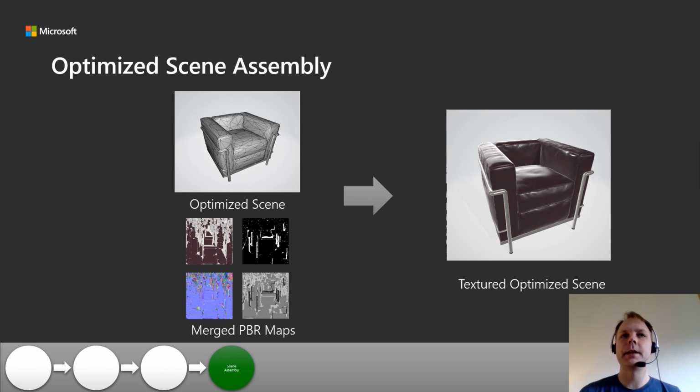The final stage is optimized scene assembly. And here we basically take the optimized scene and the merged PBR maps in order to create a textured optimized scene. And we basically use the GLTF writer from the Simplygon SDK in order to assemble this final scene.